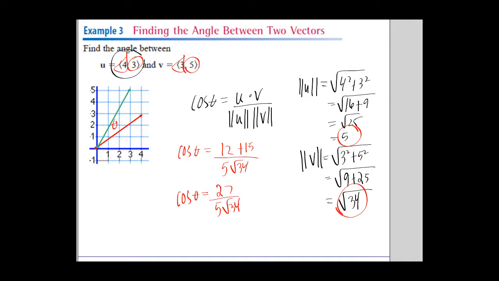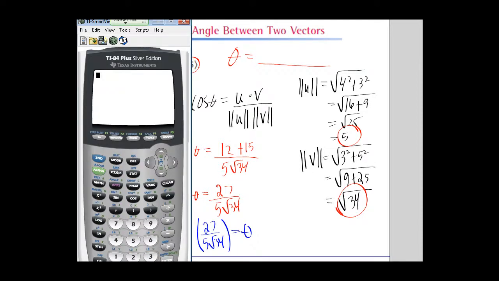So remember, we're looking for the angle between them, so theta equals some number. Now we grab our calculator and take the inverse cosine. So theta equals inverse cosine of 27 over 5 root 34. Type that into your calculator. Ooh, I got a domain error. Something weird is going on here. Let's go take a look. It doesn't like something on this line right now.